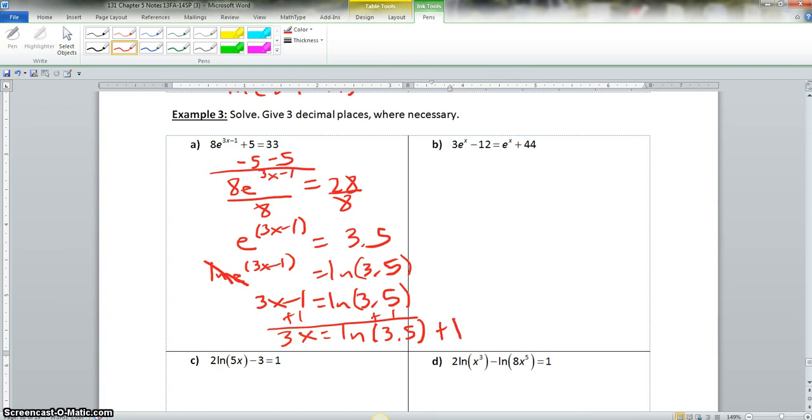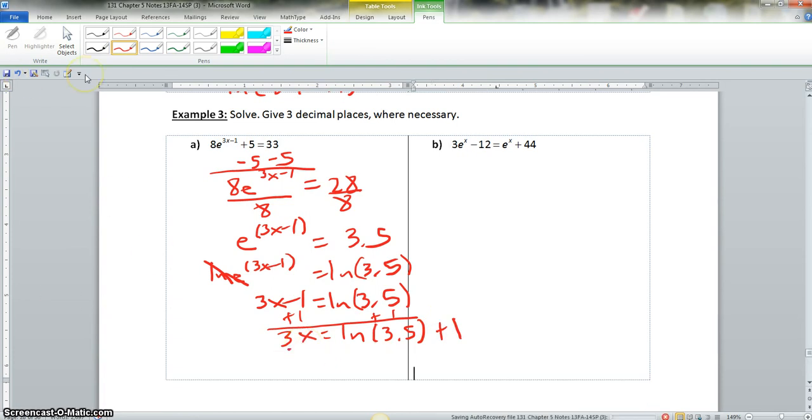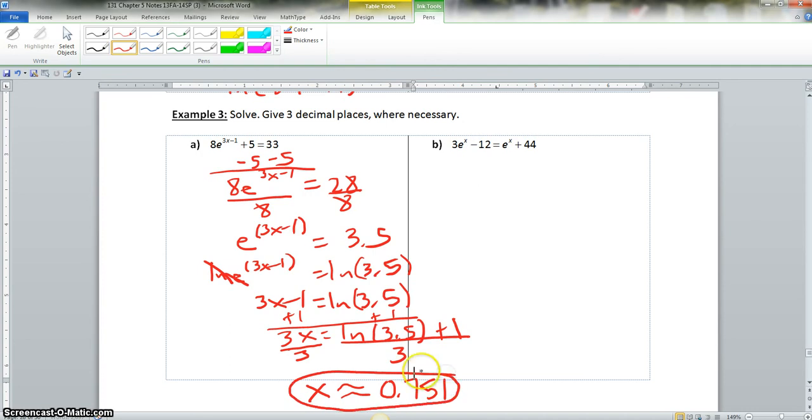Now we would divide each side by 3. And we will have x, and we're going to round this, so x is approximately 0.751. We're supposed to round to 3 decimal places. Now we go here to b. Now b, we have 3e to the x minus 12 is equal to e to the x plus 12. So what we need to do is get all of the e's on one side and all the numbers on the other. So first of all, let me separate this here.